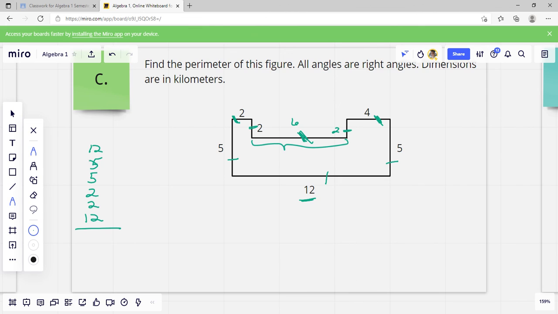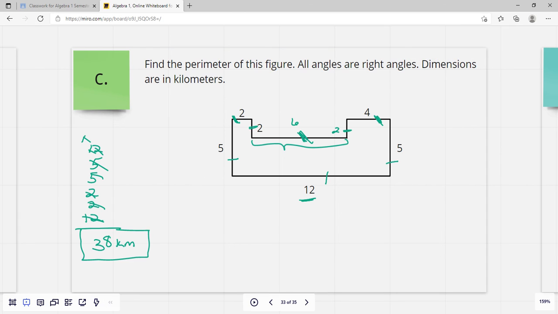All right, now I'm going to add these together. So I've got 5 and 5 is 10, and then 2, 4, 6, 8, that would be 18. And then 1, 2, 3, 38 kilometers is the answer for C.